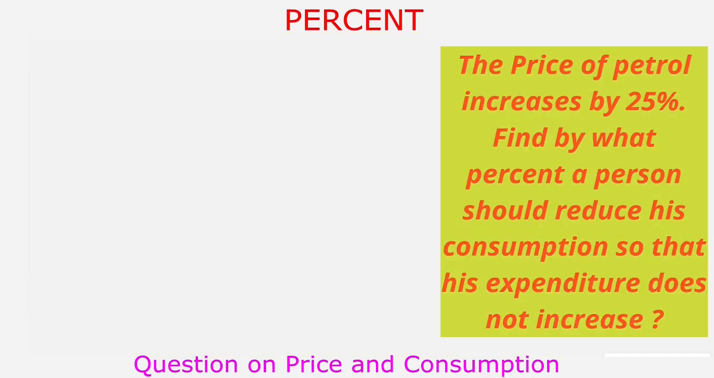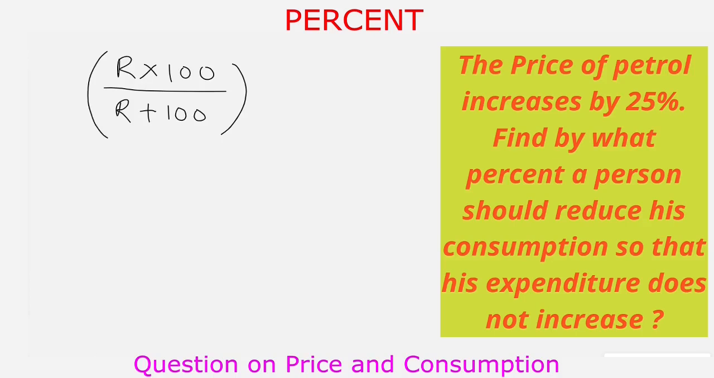We solve this question by two methods. First, we will solve it by a formula, and the formula is R into 100 divided by R plus 100. Here R is that percent by which the rate has increased, and this gives that percent by which the consumption has to be reduced. So we put the values like this. R is the rate by which the price has increased, that is 25%. So we write 25 multiplied by 100 divided by 25 plus 100.